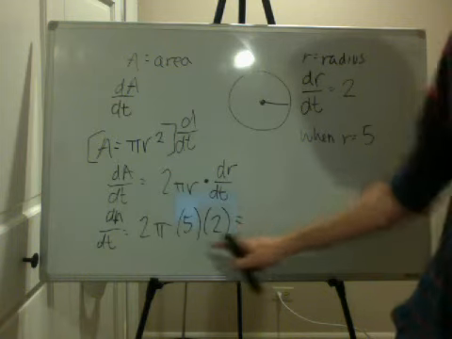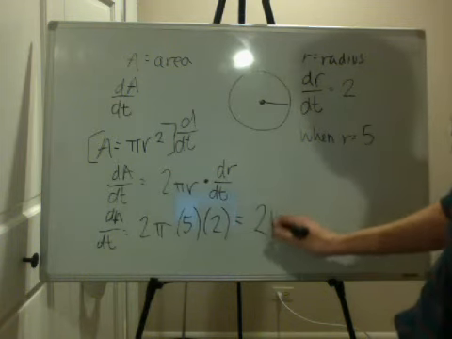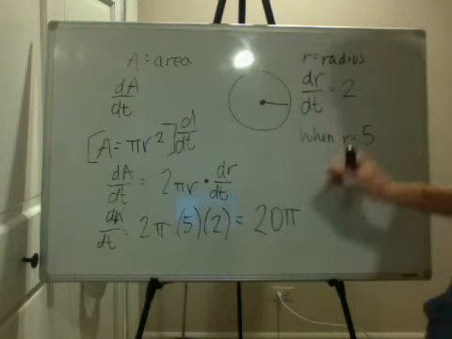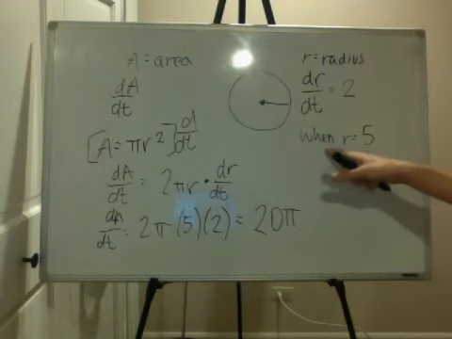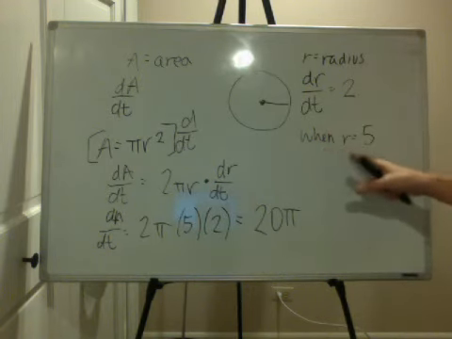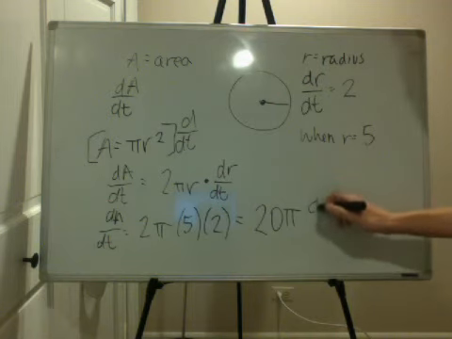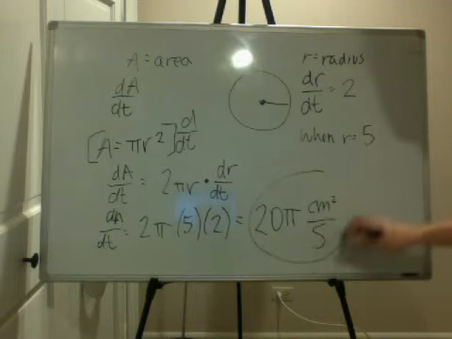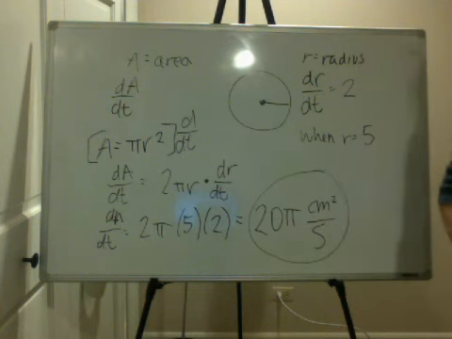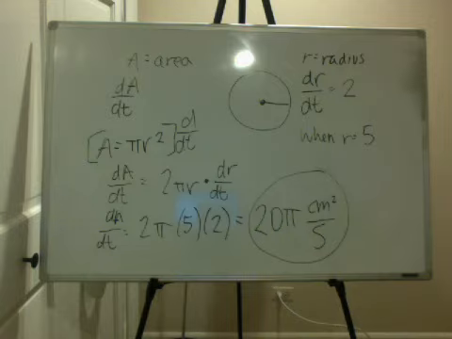So therefore, 10, 20, the rate of change in the area, if the radius increases by 2 centimeters per second, when r equals 5, is 20 pi centimeters squared per second. And that is how you can use derivatives to find the rate of change in different parts of an object.